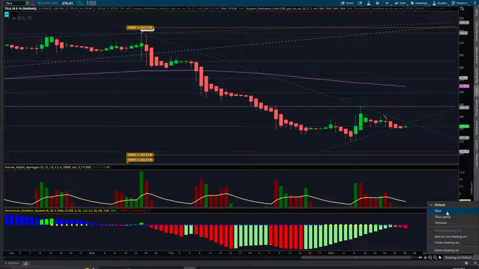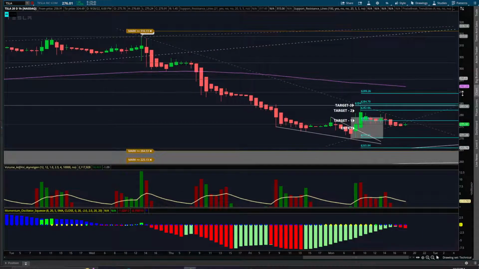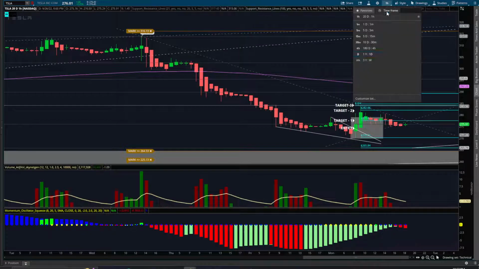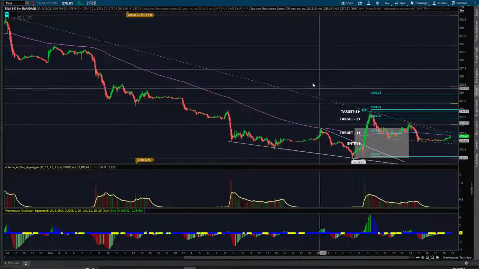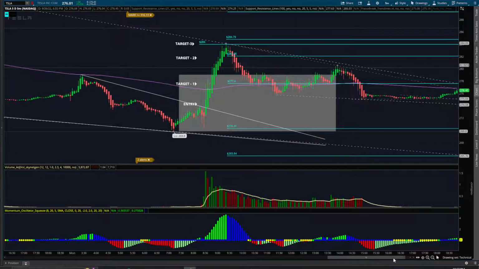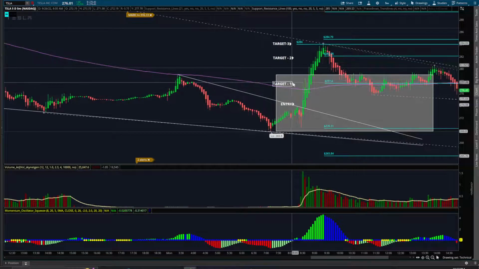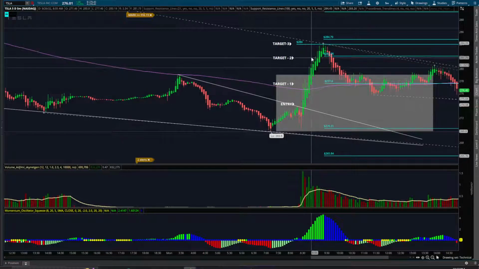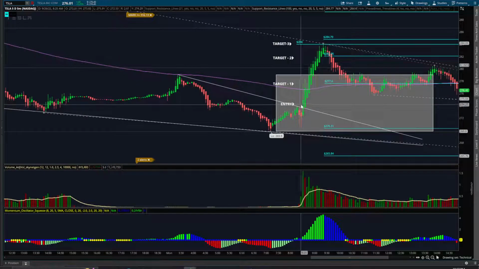Let me see if I have it on one of the drawings. No, it's not that one. There it is. So this is the play that we gave on Tesla, and let me zoom out to a 5 minute. You can see here, as soon as we broke out of here, we started hitting targets. Target one hit, target two, target three. Those targets I gave before the open of the market. We played the break. We locked in profits on the way up.